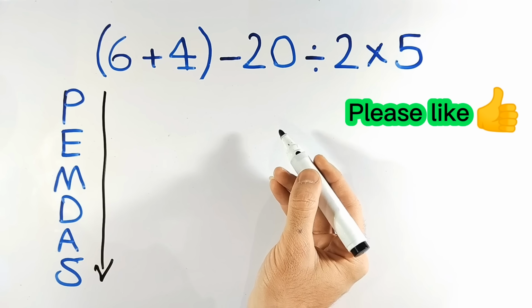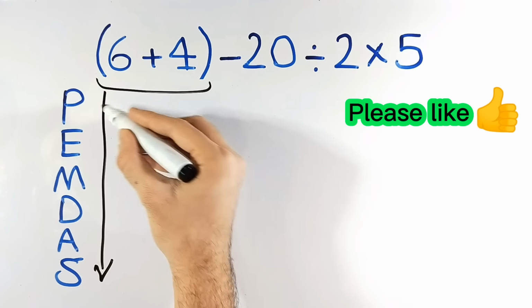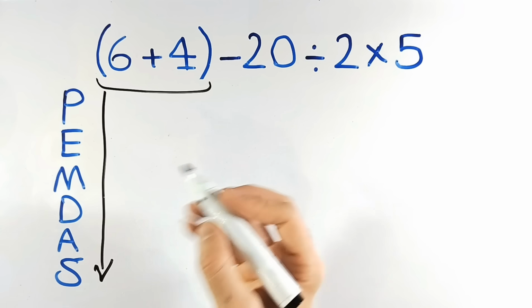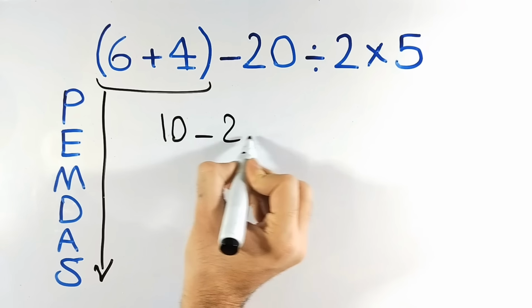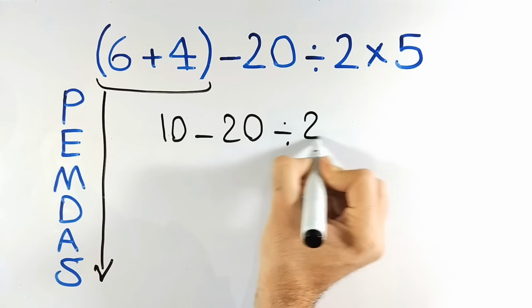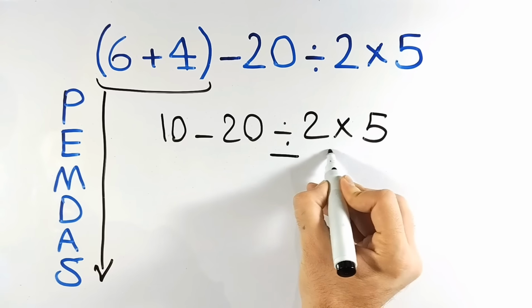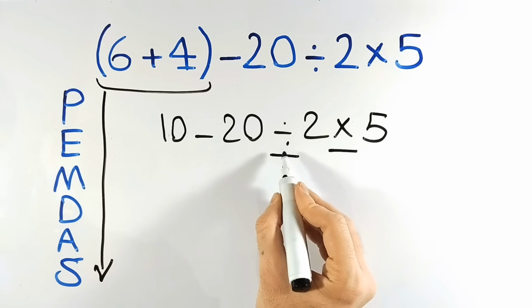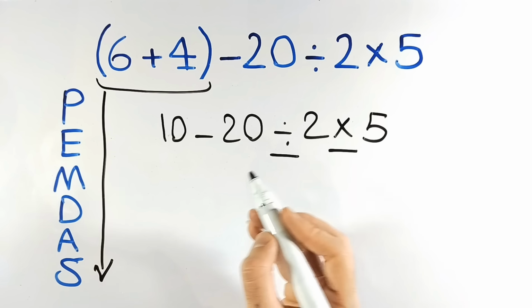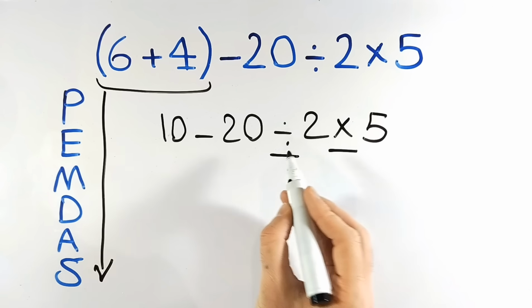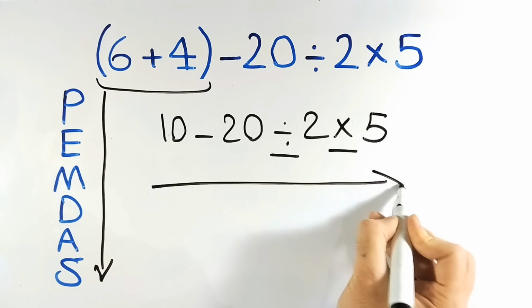According to the PEMDAS rule, first we go to the parentheses, because parentheses have the highest priority over the other operations. So, instead of this expression, we can write 10 minus 20 divided by 2, then times 5. And the next step, we go to the division and multiplication, because these two operations have a higher priority than subtraction. However, we must pay close attention that multiplication and division have the same level of priority, and we have to do them from left to right.